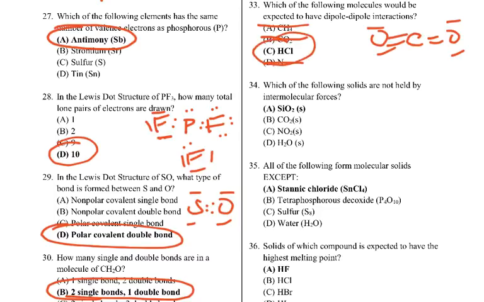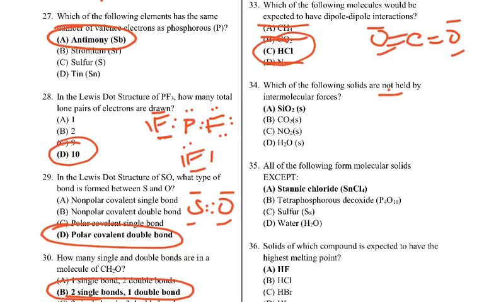Okay, HCl is a nice polar molecule, 2 different atoms. One is a strong nonmetal, one's a weak nonmetal, so it's polar, and it's going to have dipole-dipole interactions. Okay, which of the following solids is not held by intermolecular forces? So what it's really saying is which of these is not a molecule, which is not a molecular solid.